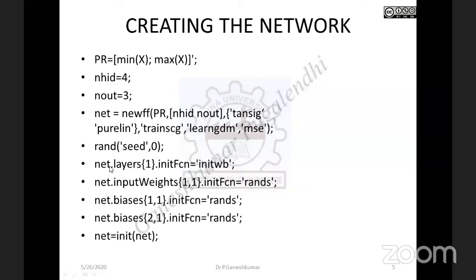So these four statements, net.layers, net.inputWeights, net.bias, and net.biases, will initialize the bias as well as the weights and the layers. Once you have done that, you have to initialize the network using the command init. So init is the command which is used to initialize the network. All these statements together are called the statements used to create the network.